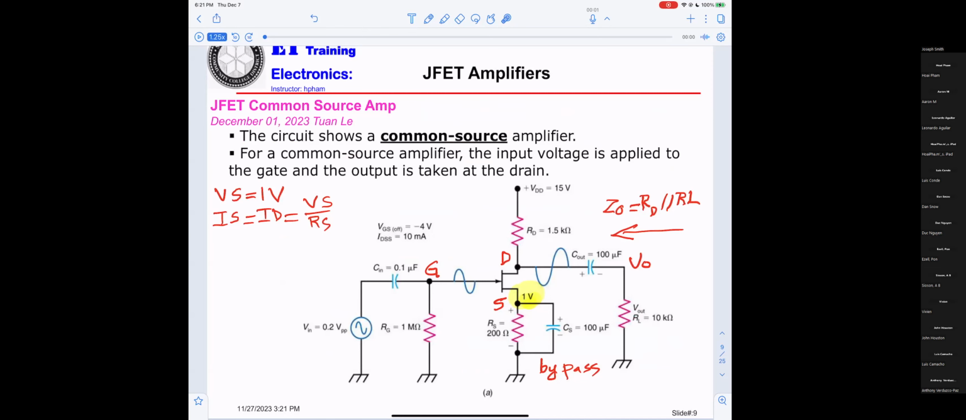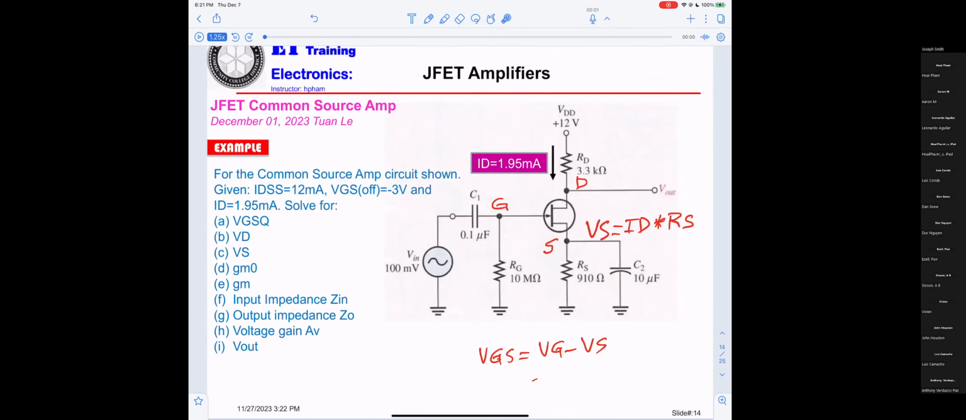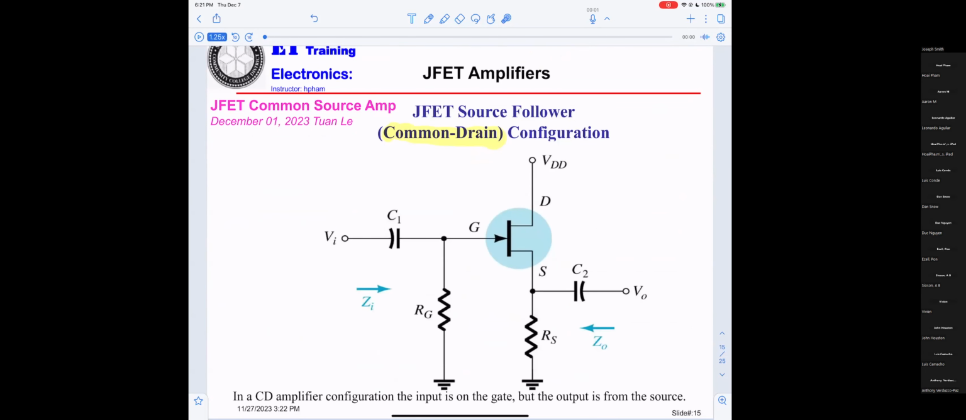Common source here. This is a common drain. Okay. I have to take that out. That's a common drain, not common source. Okay? That's why you see here, common drain.